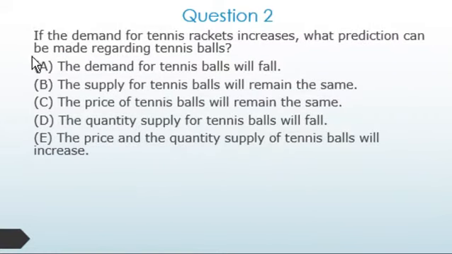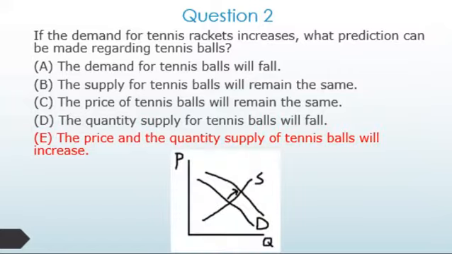In question 2, we have if the demand for tennis rackets increases, what prediction can be made regarding tennis balls? Tennis rackets and tennis balls are complementary goods, so you cannot use one without the other. Therefore, since the price of the tennis rackets is increasing, the price of tennis balls would also be increasing. So you could say the price and quantity supplied of tennis balls will increase.